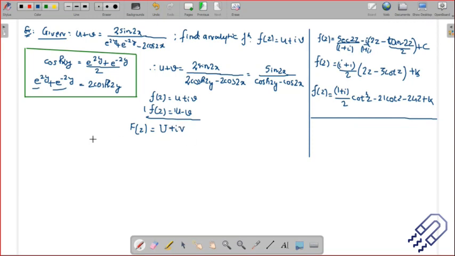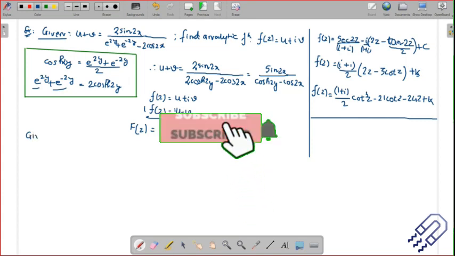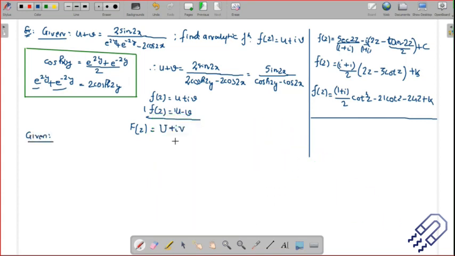Now we are going to use it. And this time you are not given u, you are given v. Check this, u plus v is this. So the first thing you have to note is you are given v and not u. So v is equal to sine of 2x divided by cos hyperbolic 2y minus cos of 2x. So that means if I use the Milne Thompson method now, the first function would be del v del y.